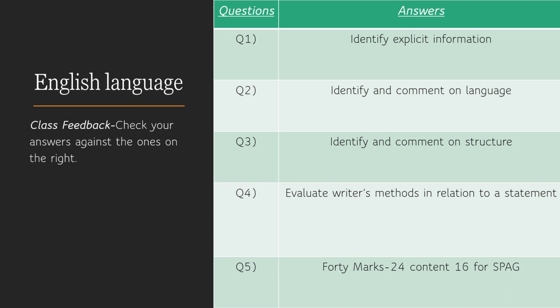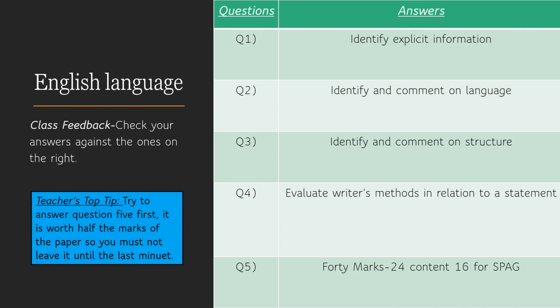So again, with that one, you need to make sure that you have a strong understanding of the language techniques before you attempt the question. Question 3 is where you identify and comment on structure. Question 4, evaluate writers' methods in relation to a statement. And question 5, this is the big one that's worth 40 marks, 24 marks for content and 16 marks for spelling, grammar and punctuation. So here's our teacher's top tip then.